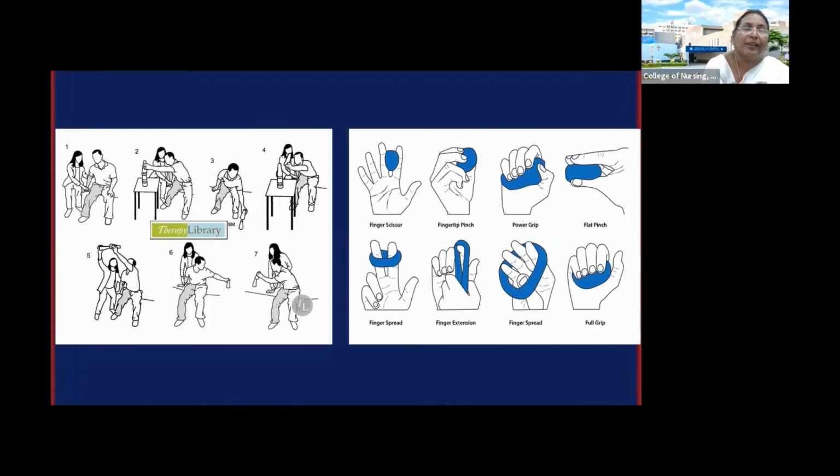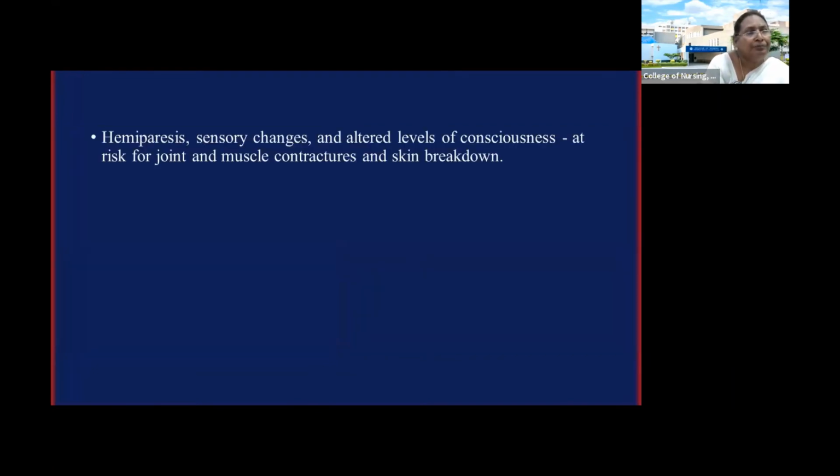There are soft balls available. You can use that for power grip. Flat pinch, then finger spread. You put the band around and then you expand, you separate the fingers. That's called finger spread. Finger extension, then full grip. All these are exercises that we can teach for these patients.